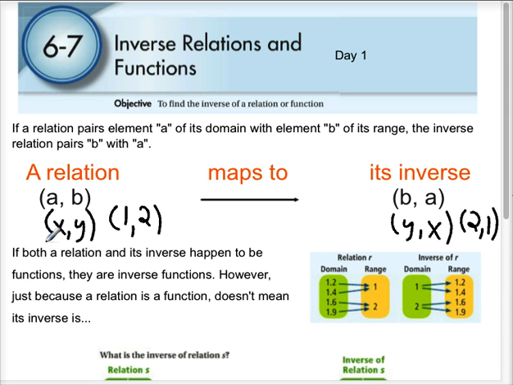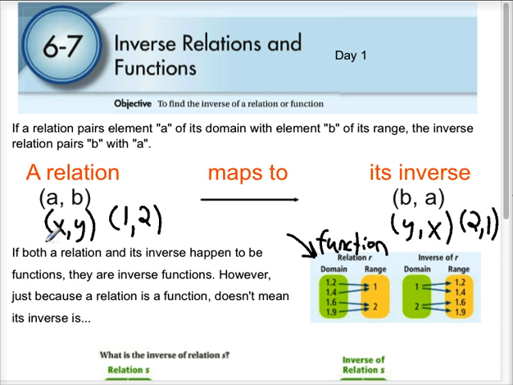Now, if both the relation and its inverse happen to be functions, they are inverse functions. However, just because a relation is a function does not mean its inverse is. So I want you to begin looking at this relation right there. In its domain, 1.2 goes to 1, 1.4 goes to 1, 1.6 goes to 2, 1.9 goes to 2 as well. So this is a function.